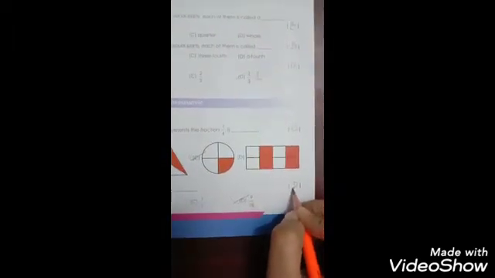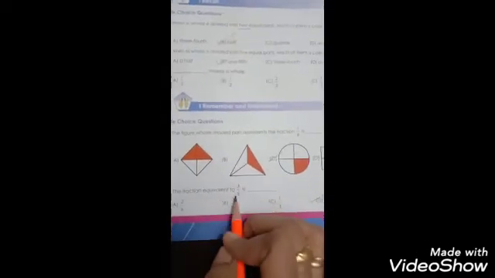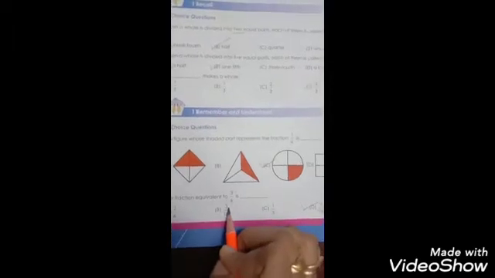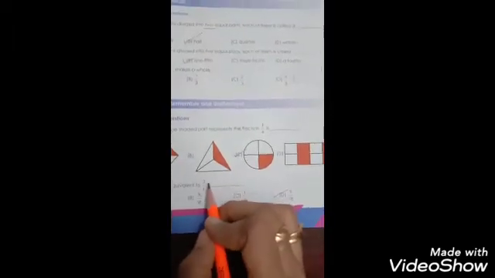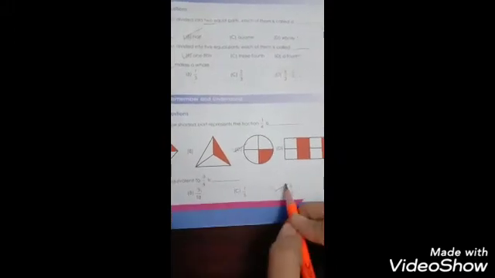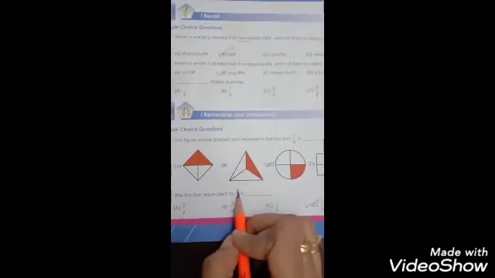As I have already told you, to find an equivalent fraction of a given fraction, you have to multiply both the numerator and denominator by the same number. So, when you multiply 3 into 3 and 6 into 3, you will get 9 by 18. So, 9 by 18 is equivalent to 3 by 6. Clear?